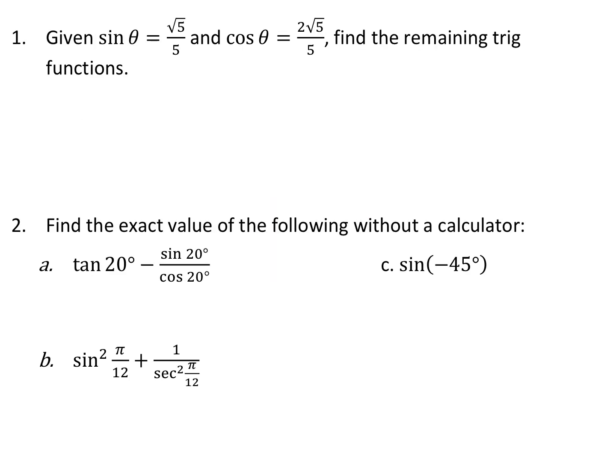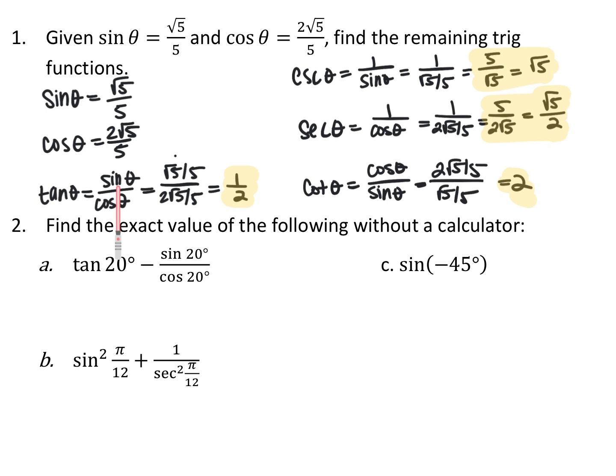So we can use these properties to evaluate trig functions when we're given trig functions instead of coordinates. So for example, they tell us that sine of theta is root 5 over 5 and cosine of theta is 2 root 5 over 5. So go ahead and pause the video and use the properties to find the other four trig functions.